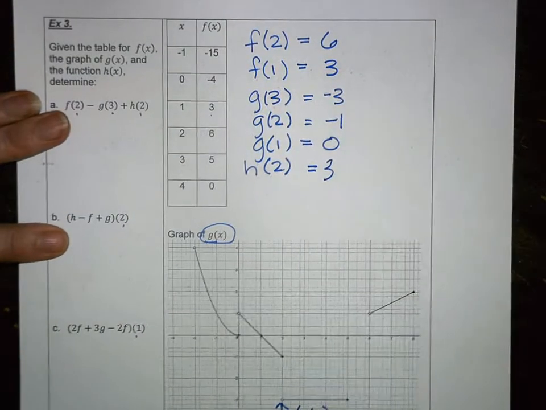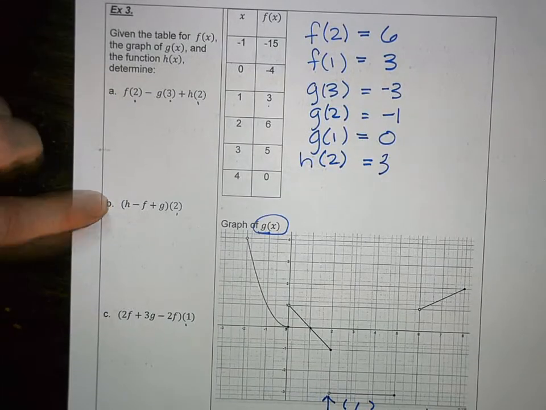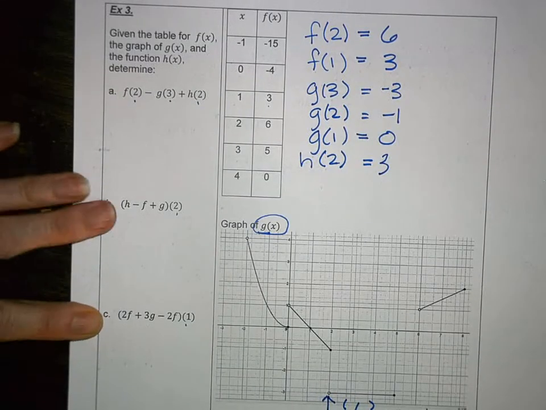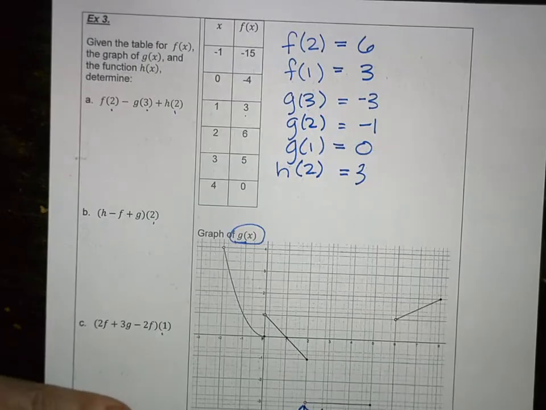Do we need any more h's? We got an h of 2 there. We don't need an h there. So we're done evaluating the functions at certain x's. So let's now combine them.